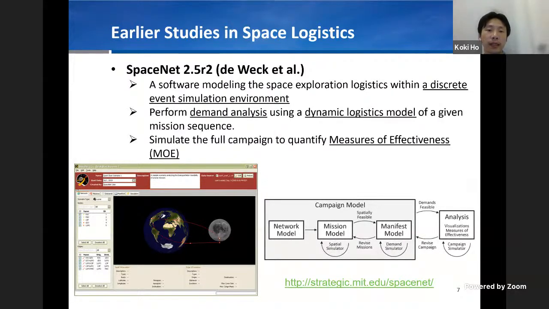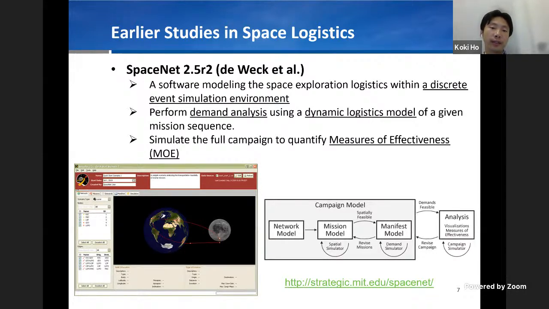It's one of the original, or one of the traditional, software tools that we can use for space logistics. It's not super traditional, because all of this is happening over the past 20 years, but it is one of the traditional ones. And this software can be downloaded, by the way, from the website at the bottom here.